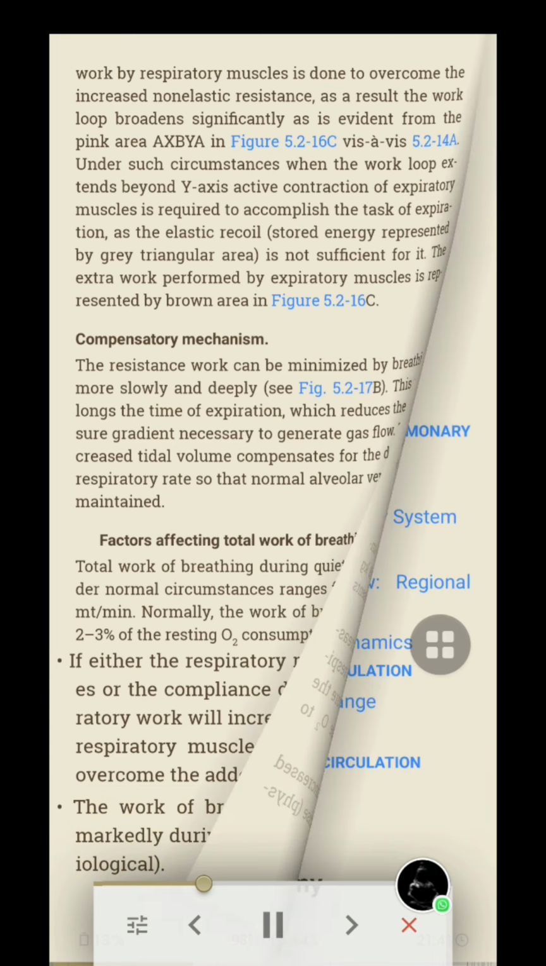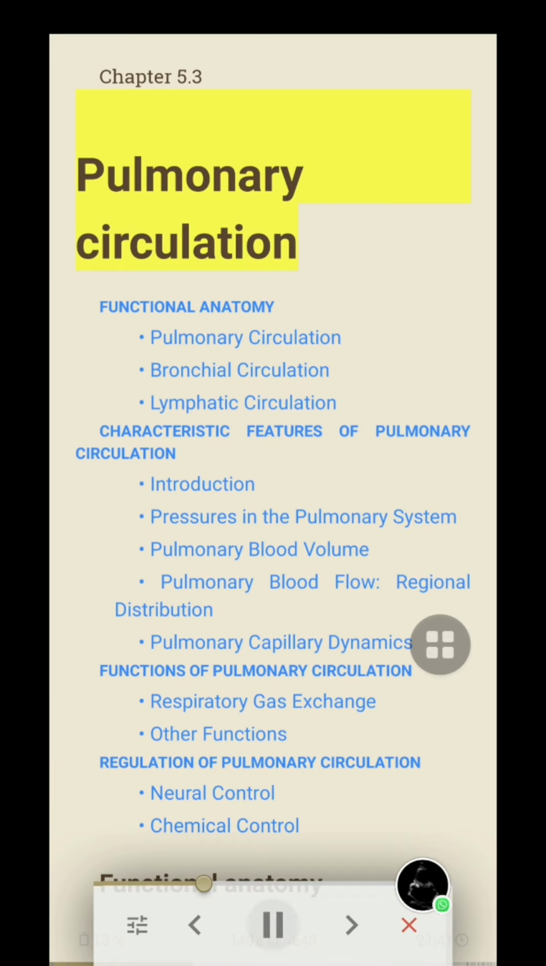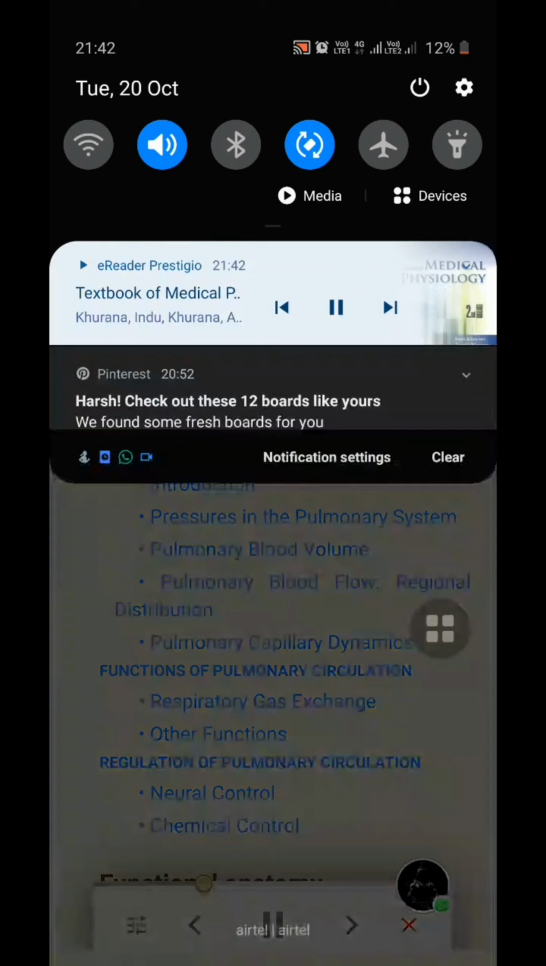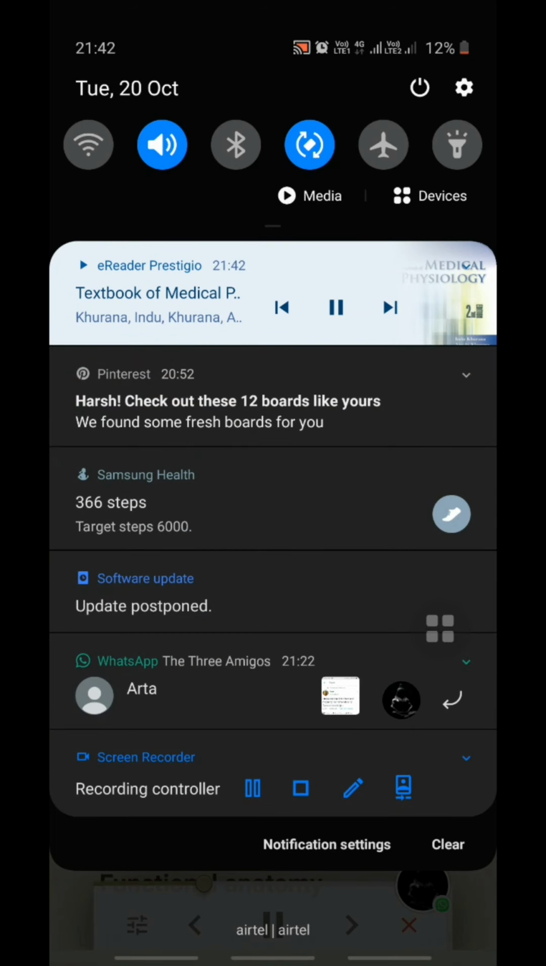Physiology. Chapter 5.3. Pulmonary circulation. Pulmonary circulation. Functional anatomy.